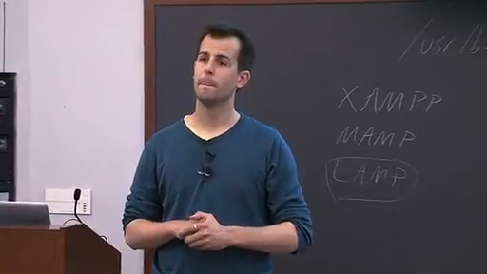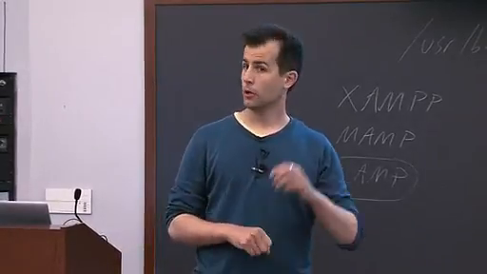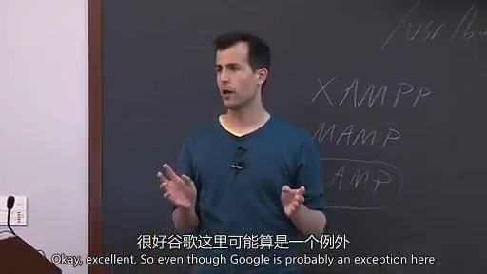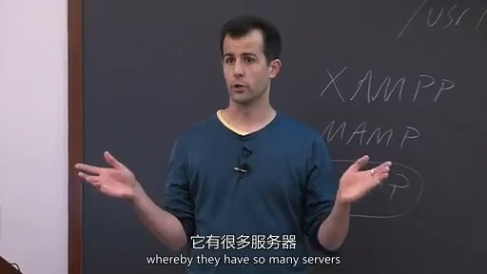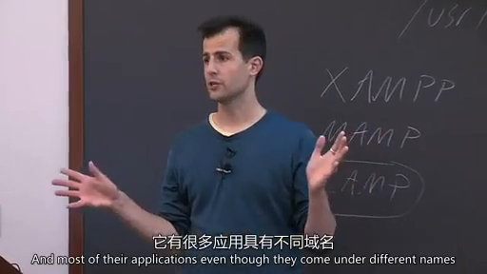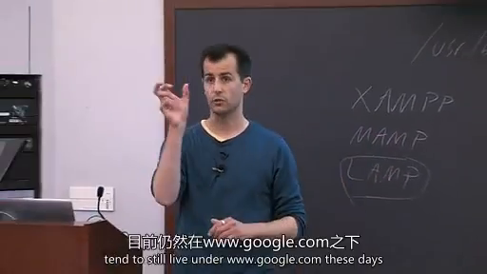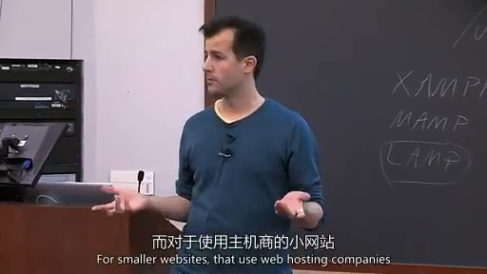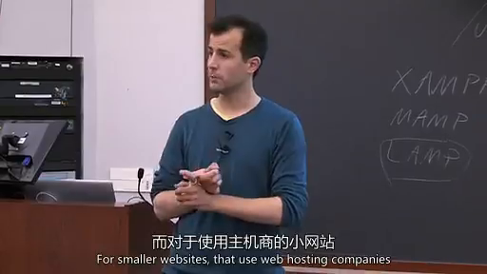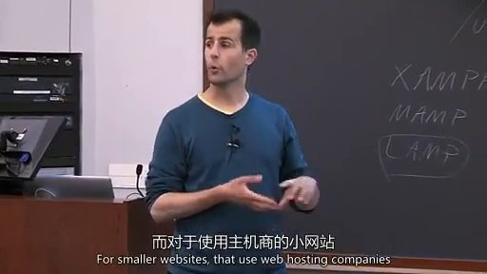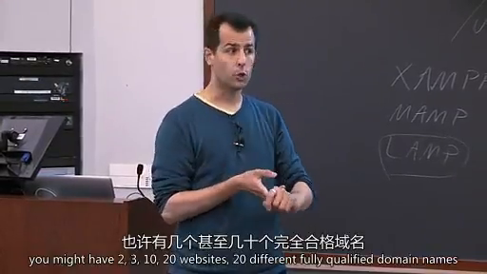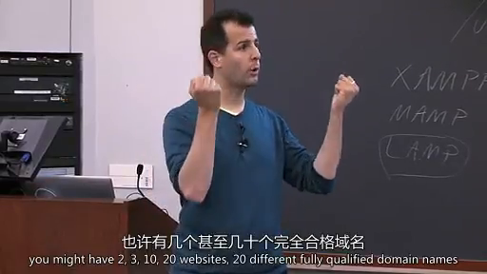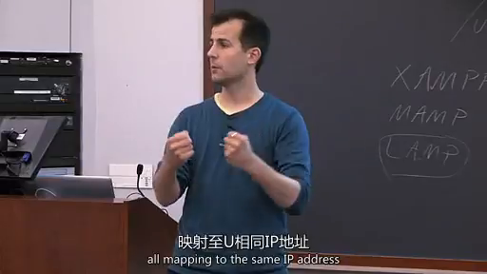Yeah? I mean, you could have aliased with the same IP address. Okay, excellent. So even though Google is probably an exception here, whereby they have so many servers and most of their applications, even though they come under different names, tend to still live under www.google.com these days, for smaller websites that use web hosting companies, you might have 2, 3, 10, 20 websites, 20 different fully qualified domain names, all mapping to the same IP address.